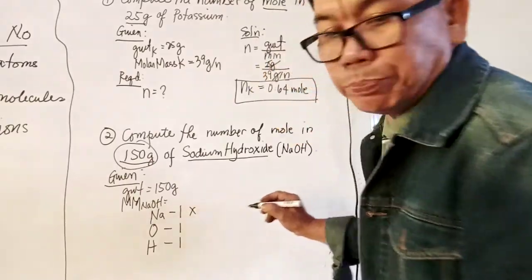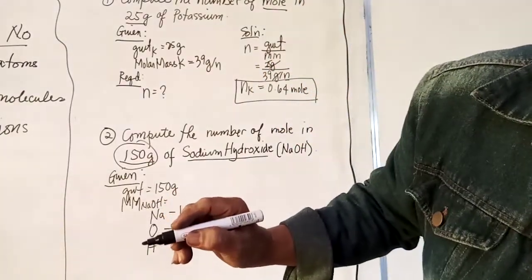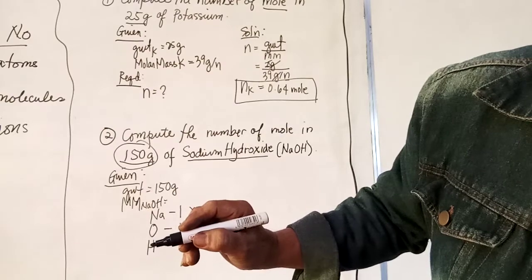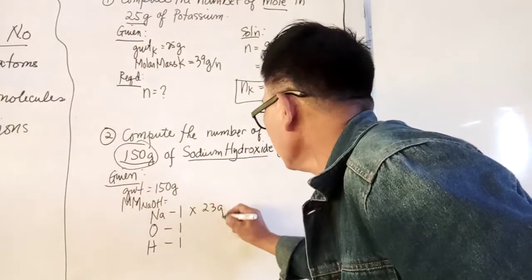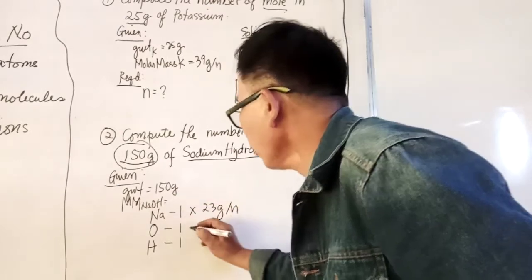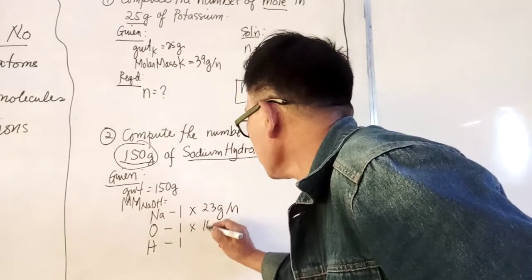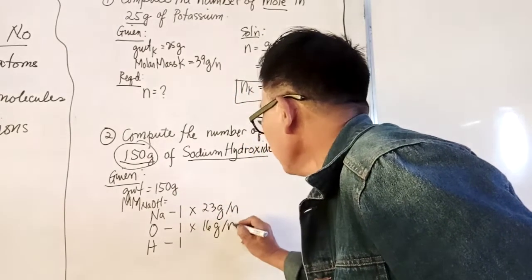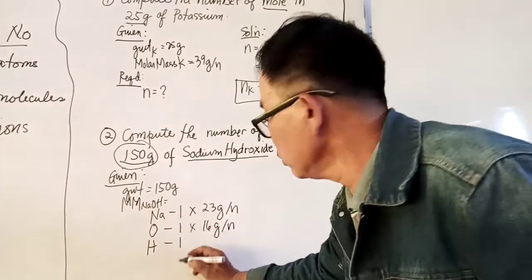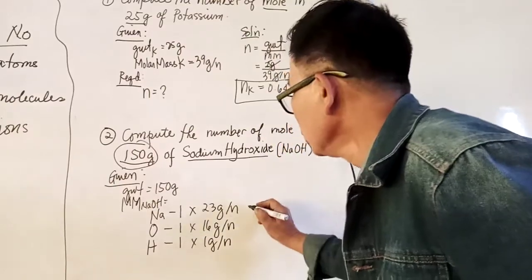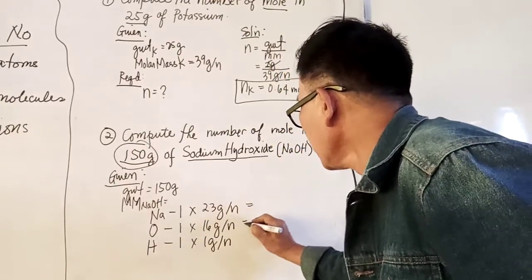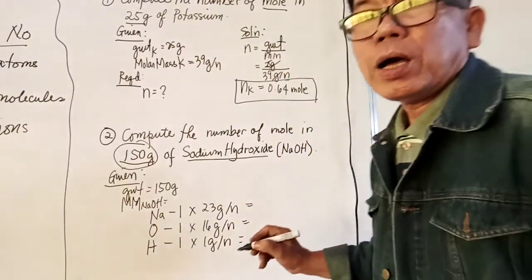For sodium, you have 23 grams per mole. And for oxygen, you have 16 grams per mole. And for hydrogen, you have 1 gram per mole. So, compute the products of each of these elements.